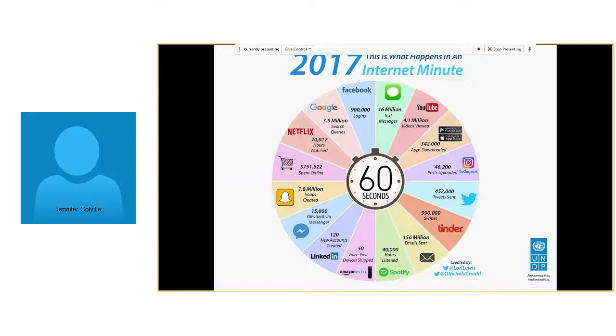Obviously, that varies by country. I was talking to a number of colleagues earlier today about this graphic, and they said, well, that's all well and good, but in my country, Facebook is blocked, or Netflix is blocked, or Google is blocked. So obviously this doesn't take into account population density or political circumstances, but it still gives a sense of the proliferation.